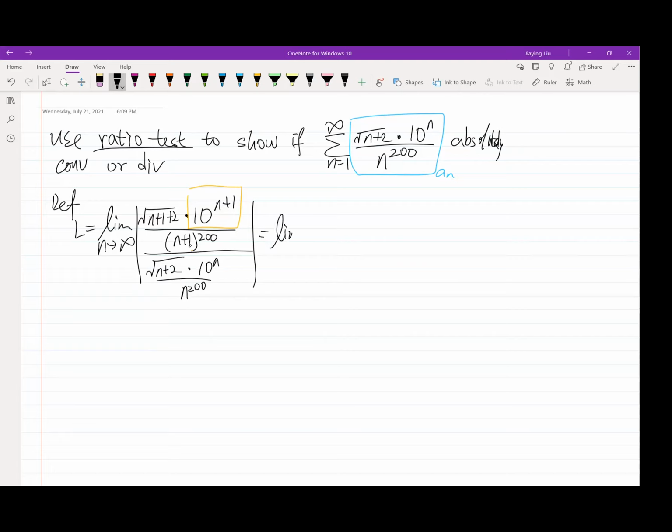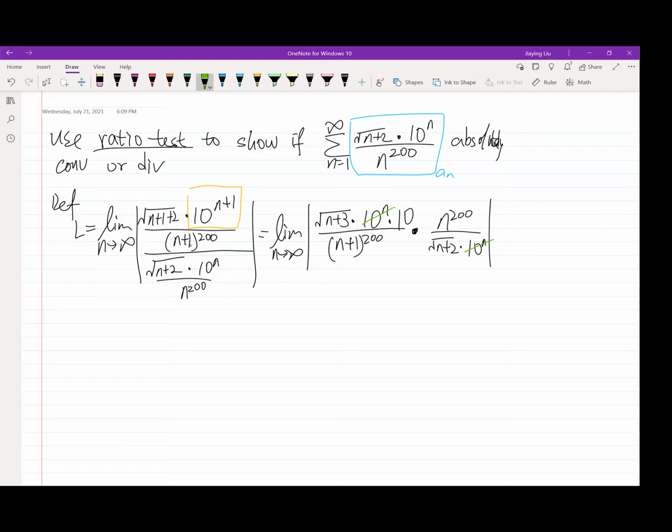So the limit as n goes to infinity, absolute value, of square root of n plus 3 times 10 to the n times 10 to the first power, divided by (n plus 1) to the 200. Now I'm going to multiply by the reciprocal of the denominator, so that's n to the 200 divided by square root of n plus 2 times 10 to the n. And now we can simplify the 10 to the n. Right, that's it. Nothing else will cancel directly. So what do we do next?